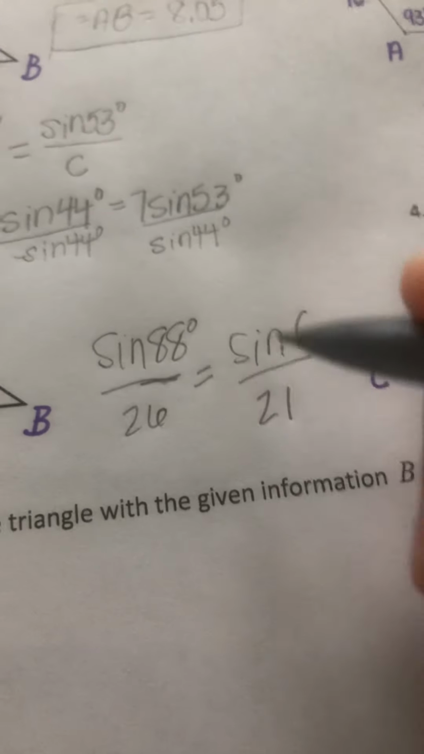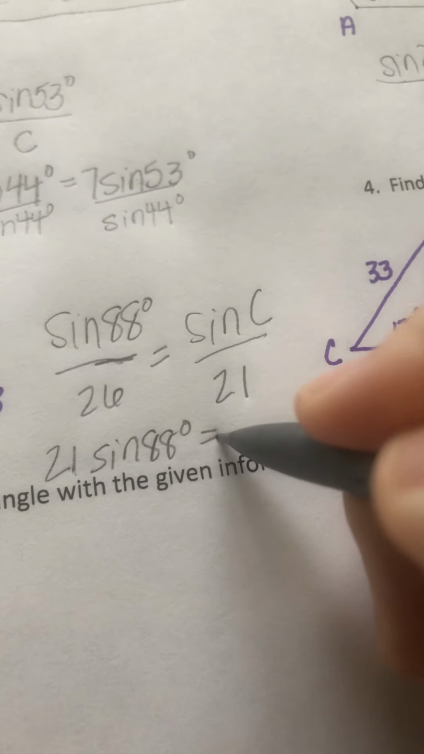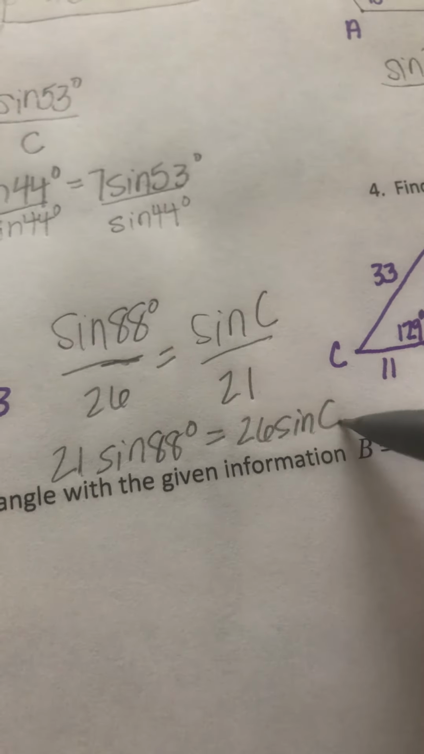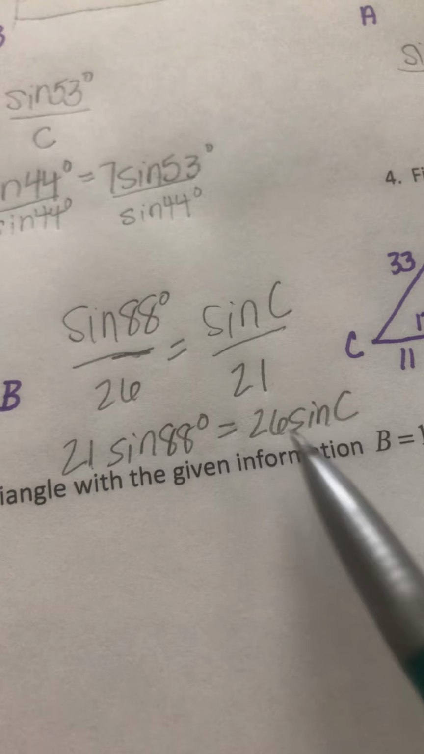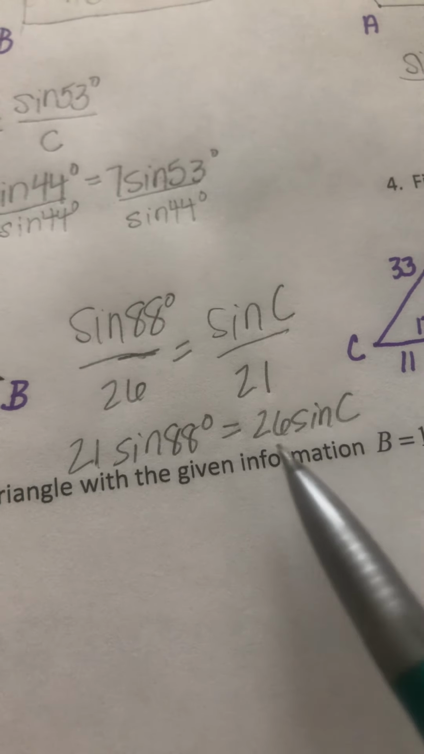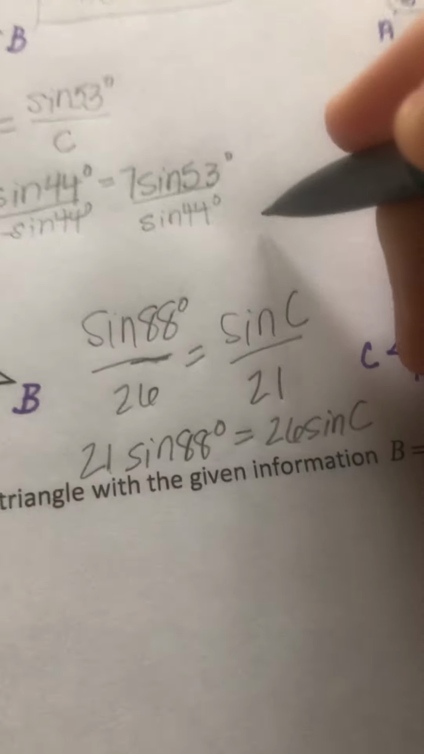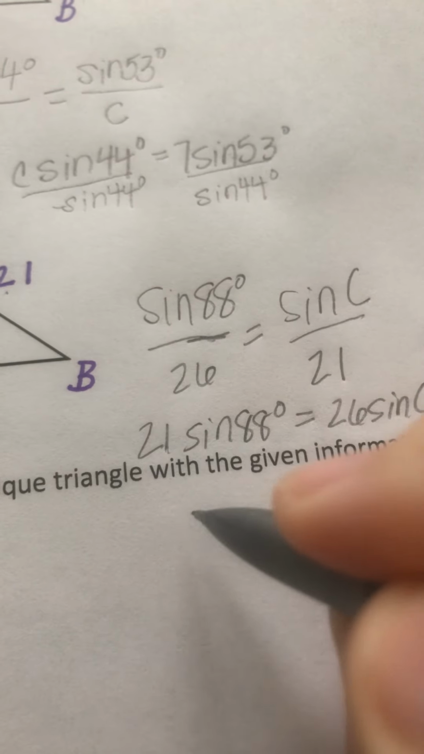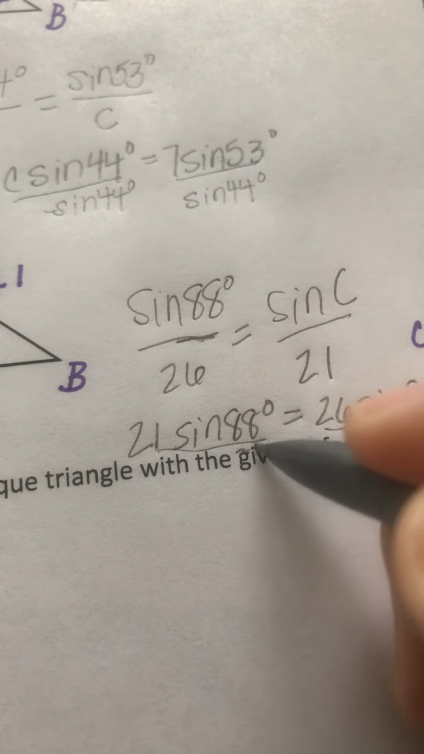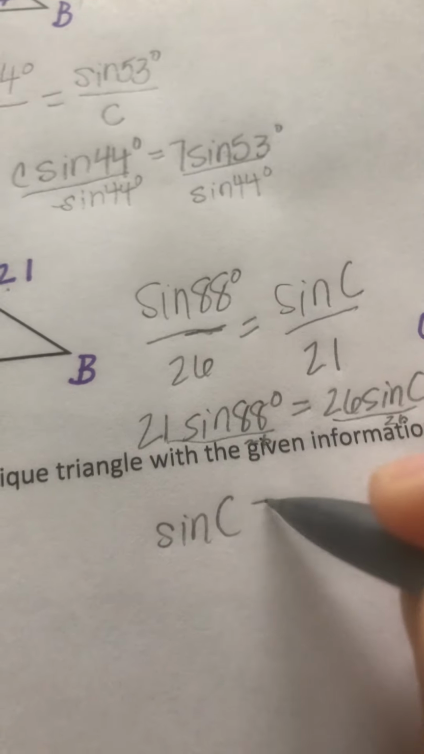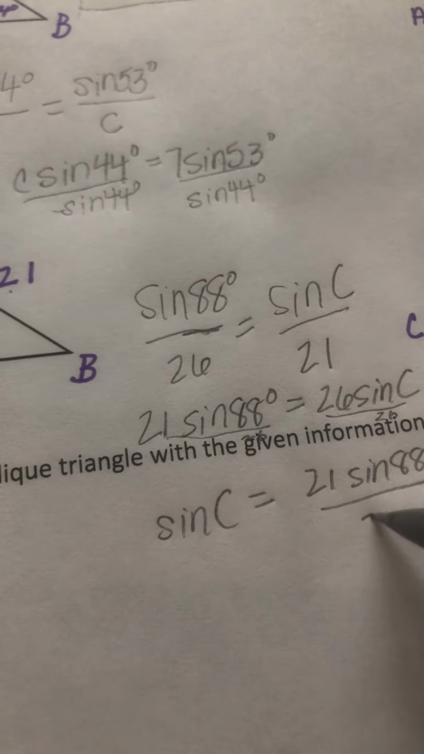Okay, cross multiply. 21 sine 88 equals 26 sine C. Okay, so look at this. This is a little bit different. So you're going to isolate the sine C because you're trying to solve for C. So you'll divide both sides by 26. So sine C, divide both sides by 26. You get sine C equals 21 sine 88 degrees divided by 26.